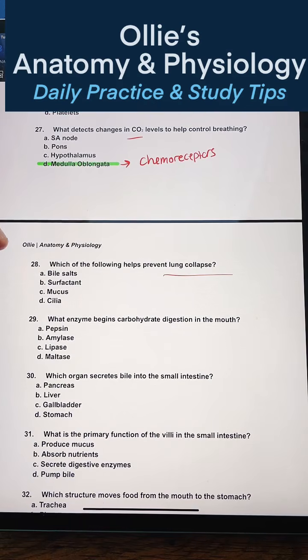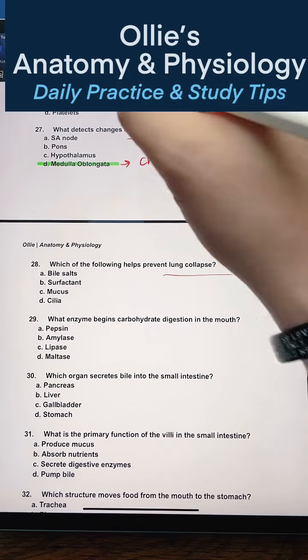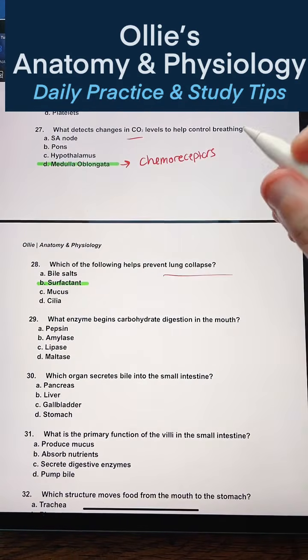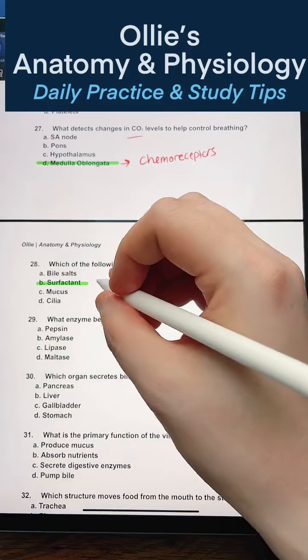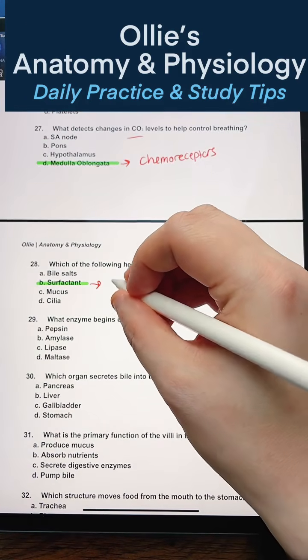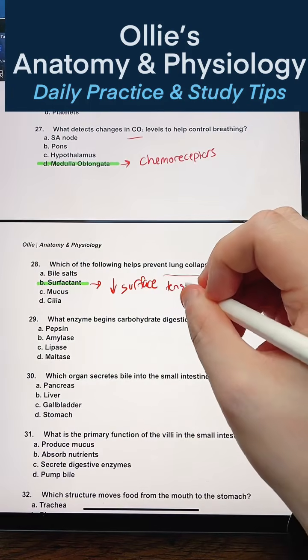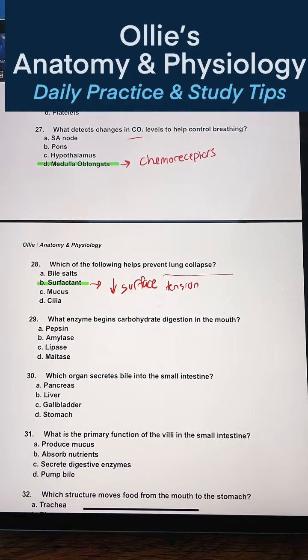Number 28, the answer is B. It is surfactant. Surfactant is going to reduce surface tension in the alveoli, which is going to prevent collapse. It's going to prevent our lung collapse.